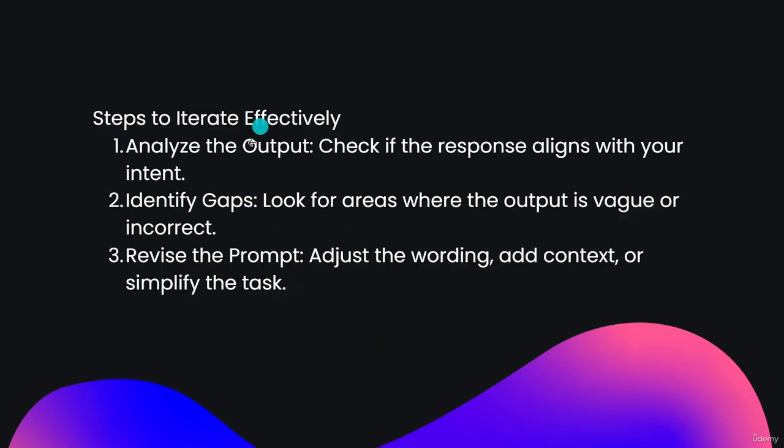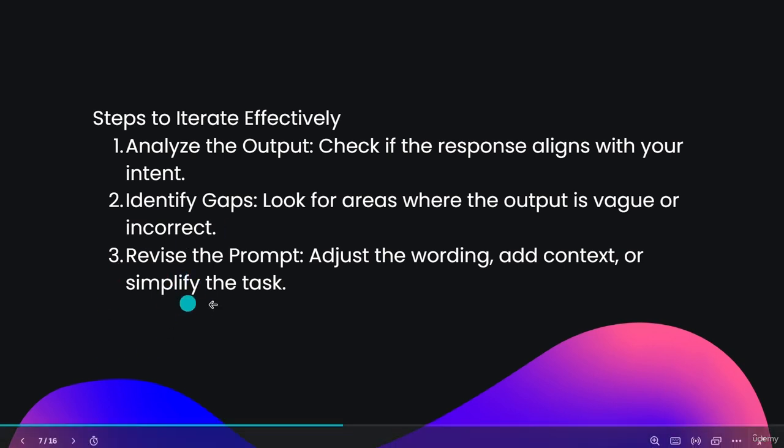Let's see. There are some steps we have to follow to iterate effectively. First, we write some prompt and it will generate an output. The first step is to analyze the output. Check if the response aligns with your intent or needs, or how you want it. If it aligns with your needs, that's good. If not, what do I have to do next? Second, you have to identify the gaps. Look for areas where the output is not clear or where there is some inaccurate data in the output.